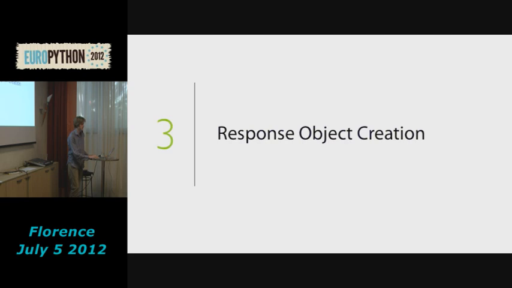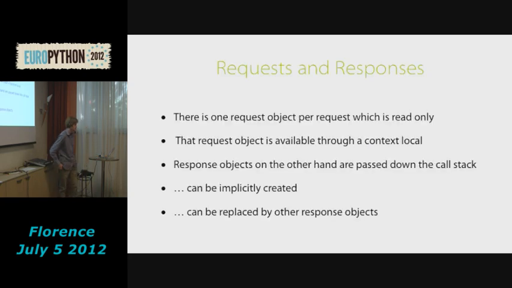All right, the next one would be how you can create response objects. For the majority of cases, you don't need to create a response object because they're created automatically for you. There is always only one request object, which is flask.request, and this is available for you. But response objects are really created by something in the system or by you.